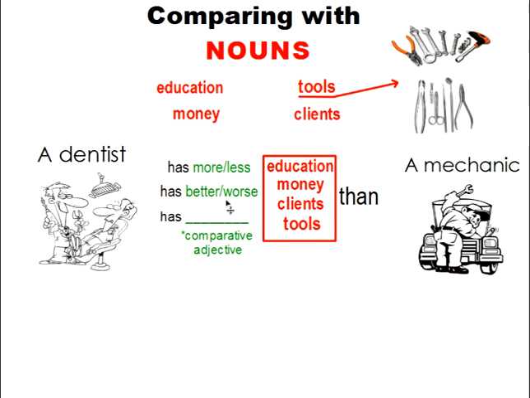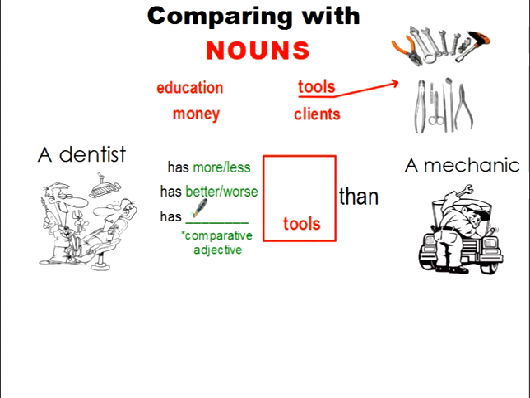Now again, I can use better and worse to talk about the quality. So if, for example, a dentist has better education than a mechanic, maybe I wouldn't talk about the quality of the money, so that doesn't make sense. Or maybe not even the quality of the clients, but definitely the tools. Which one has a better quality? Nah, I think the dentist has better tools than a mechanic. Okay? Good. Now, I just want to look at tools to talk about the last type of comparison.